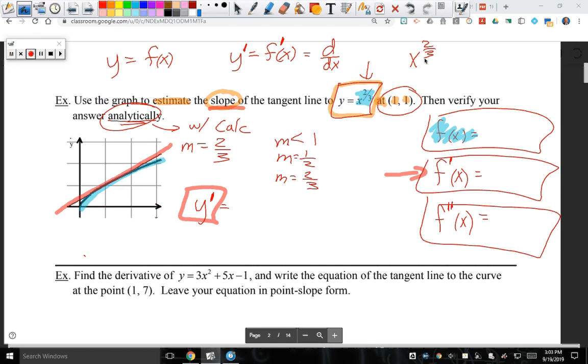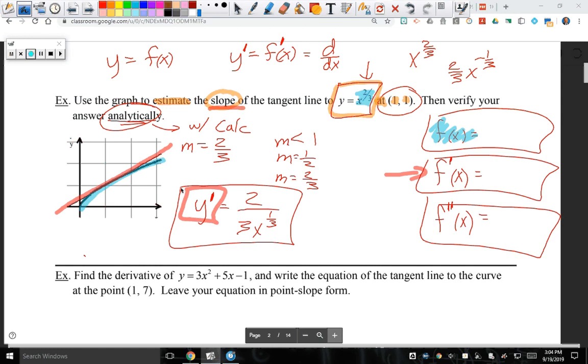And what does that become? 2/3 times x to the power of negative 1/3, which is the same as 2 over 3x to the power of 1/3. Now this is big. It was a good mistake to make, and the timing was awesome. It always is. 2 over 3x to the 1/3 is the derivative function, but it's not the slope.